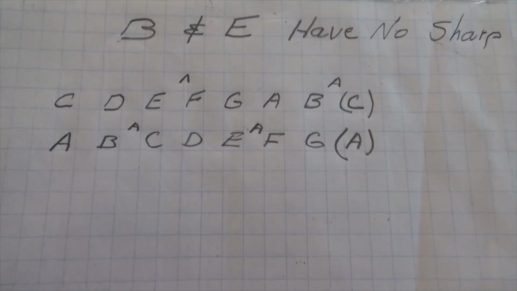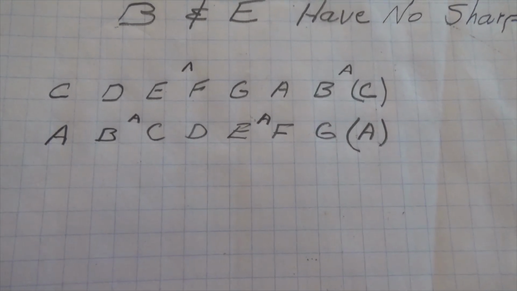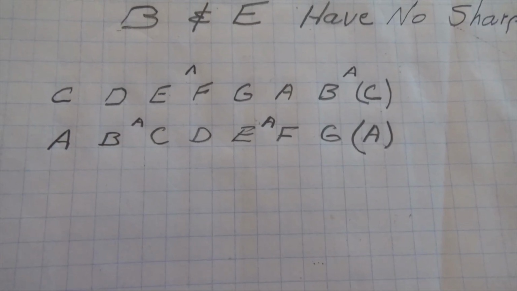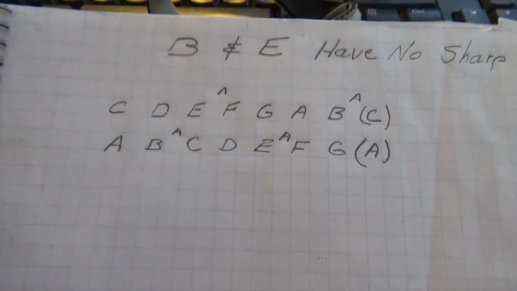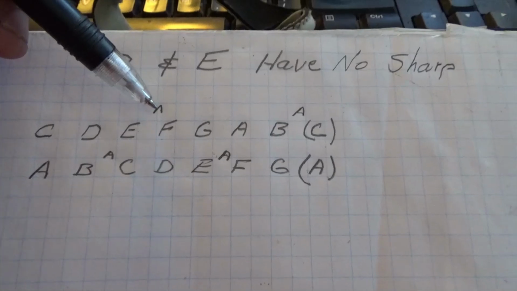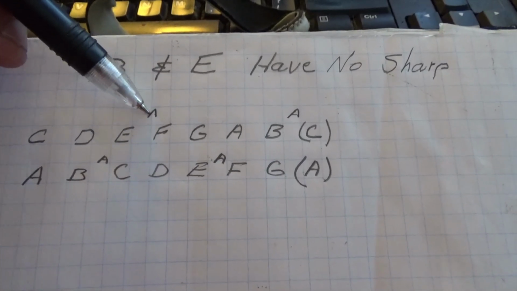So what we have to do is look at the perfect scale, the C scale, and notice the intervals. Right here, between the E and the F is a half step.